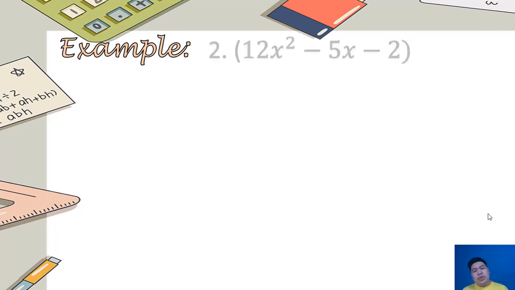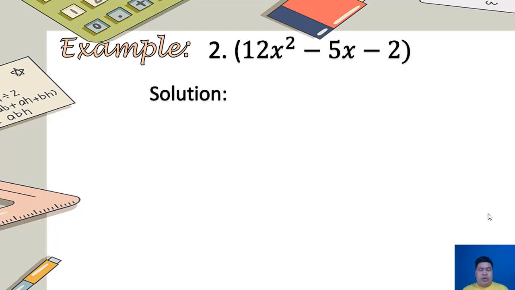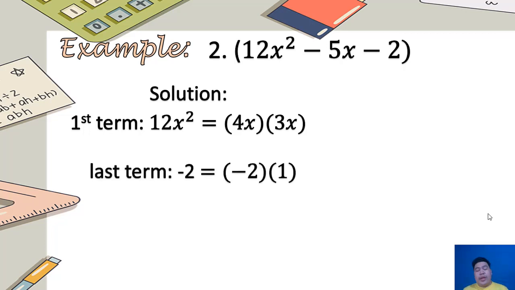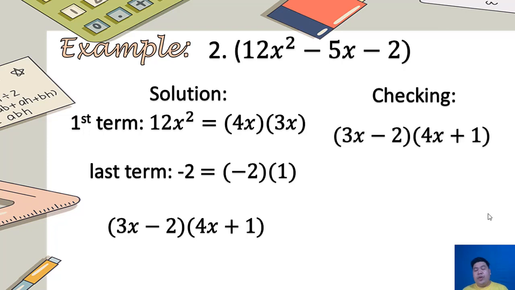In example number 2, we have the given 12x squared minus 5x minus 2. So here's our solution. First, get the possible factor of the first term, which is 12x squared. We have 4x and 3x. Then the possible factor of negative 2, which is negative 2 and 1. Then we will have the possible factor, which is 3x minus 2, then 4x plus 1. How will we be sure that this factor is our final answer? Through the use of checking, which is the FOIL method.